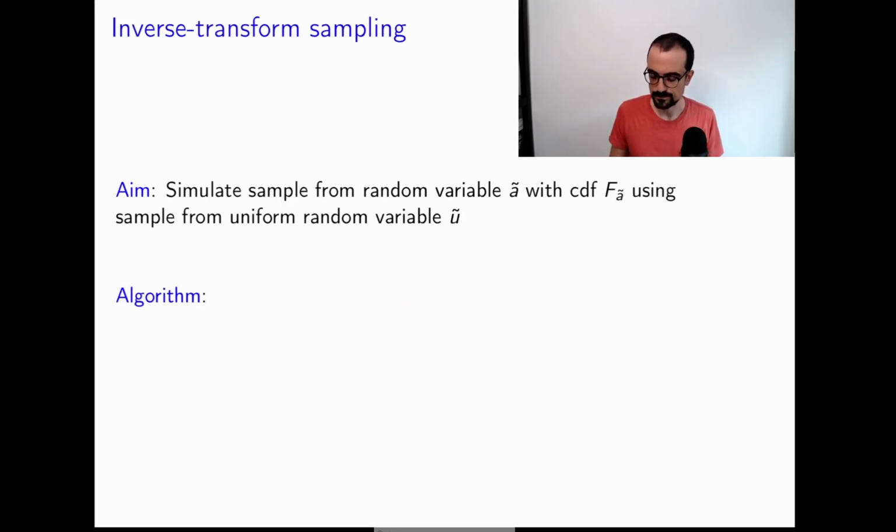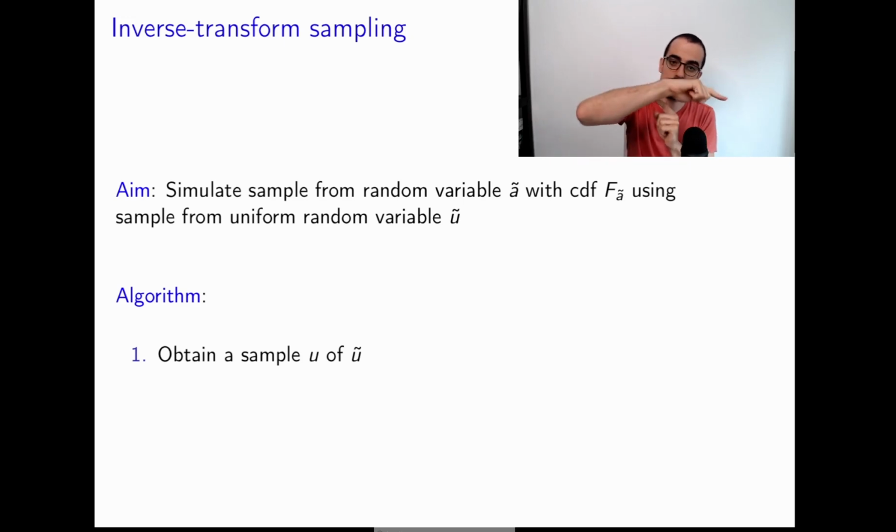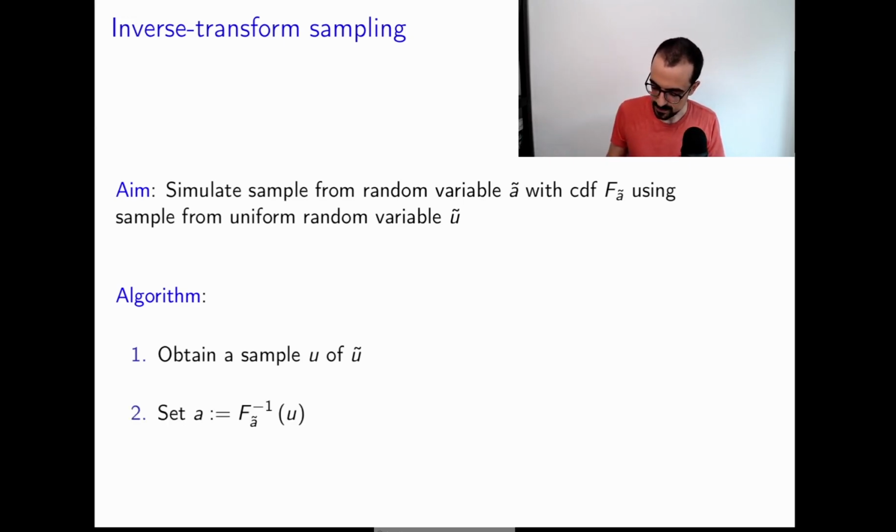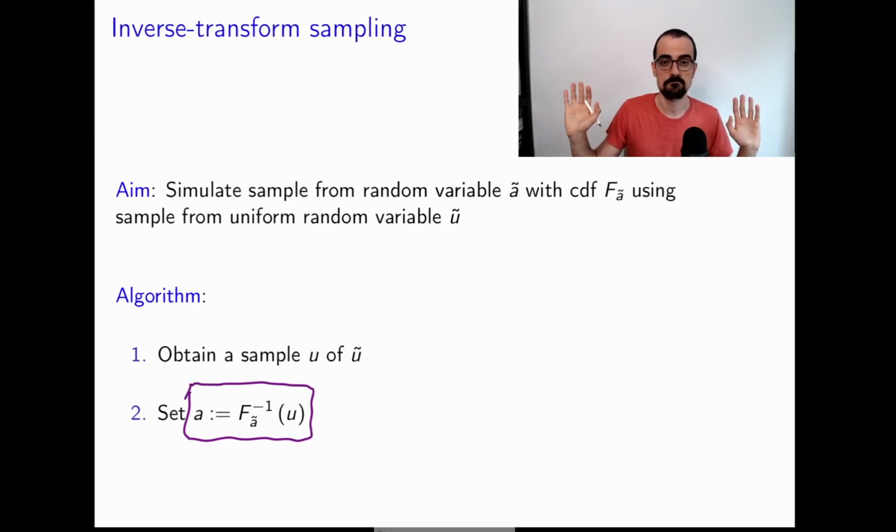So inspired by what I just said, what are we going to do? We're going to first generate a sample from U with our pseudo-random number generator. Python will give you one. And then what do we do to that sample of U? We map it through the inverse CDF, and that gives us our sample of A. And that's inverse transform sampling.